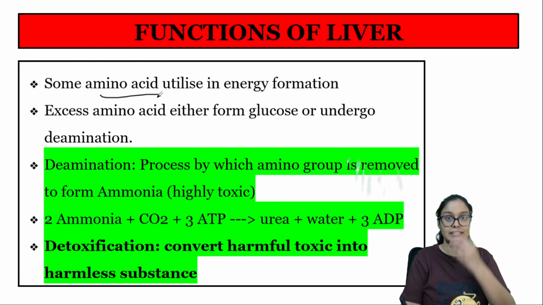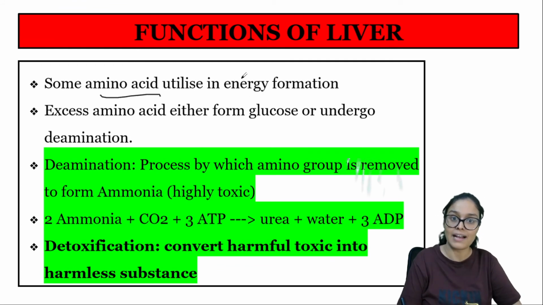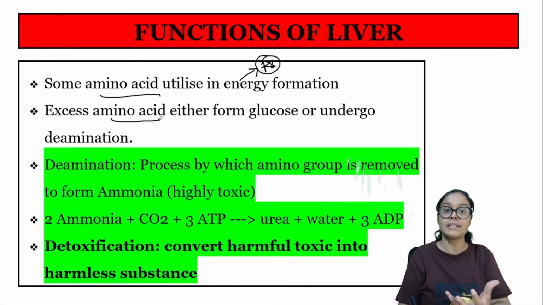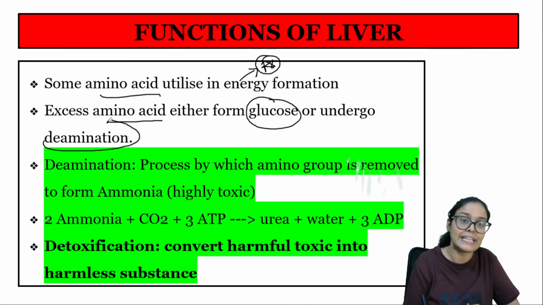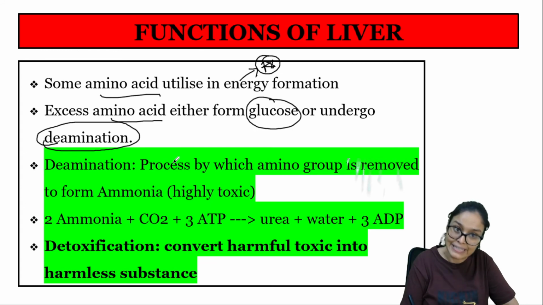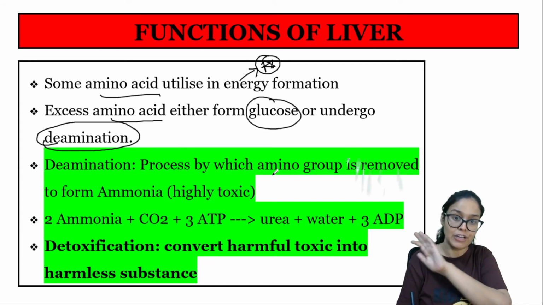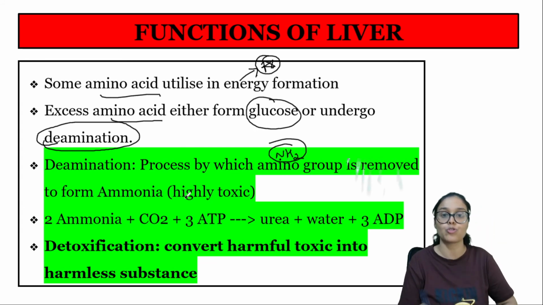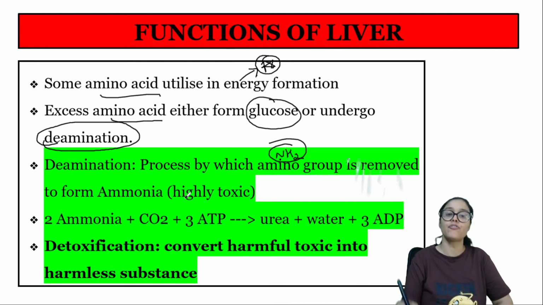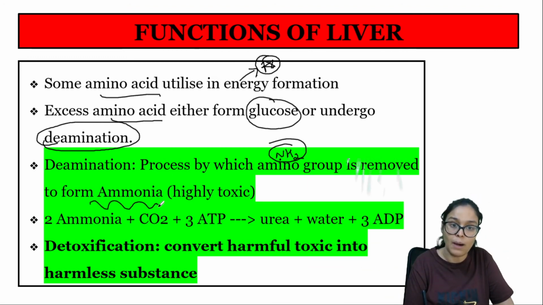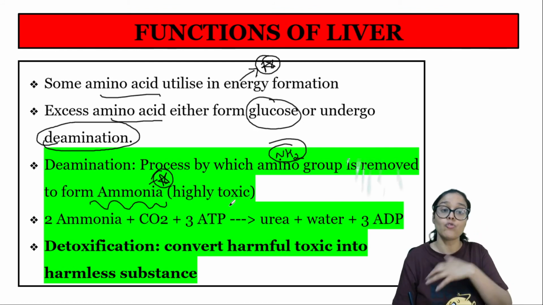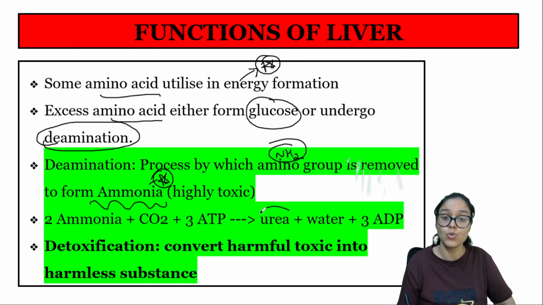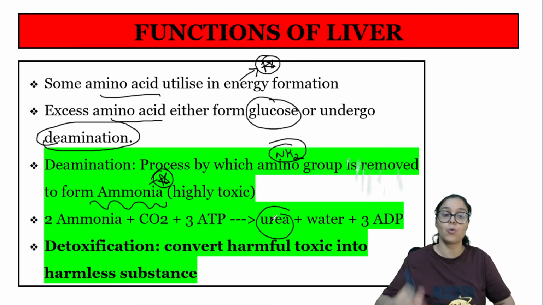Some amino acids that we eat are utilized in energy formation, but excess amino acids will either convert into glucose or undergo the deamination process. It means the amino acid will release the amino group, NH2 group. When the NH2 group is removed, it will convert into ammonia. And we know ammonia is highly toxic, so we need to convert it into urea as soon as possible.